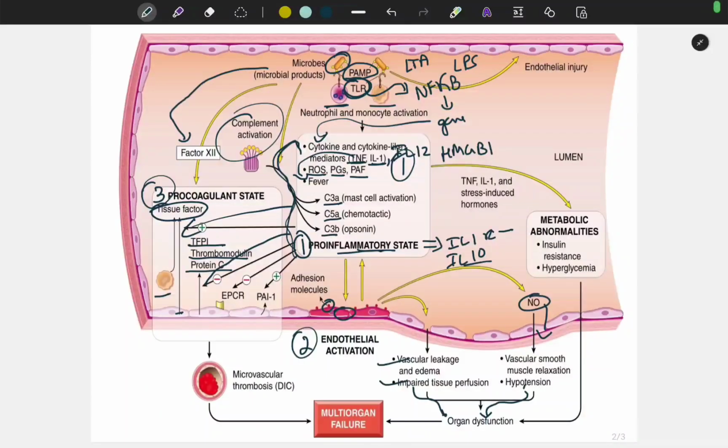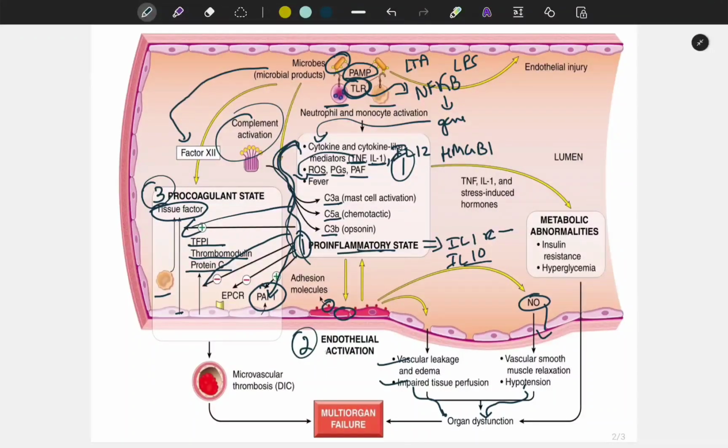In normal process of coagulation, the final product is fibrin, which during the process of fibrinolysis is broken down into fibrin degradation product. But these pro-inflammatory cytokines will increase the expression of a molecule from endothelial cells known as plasminogen activator inhibitor 1, which will dampen fibrinolysis.